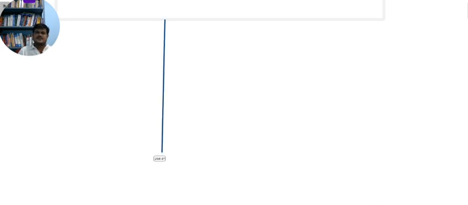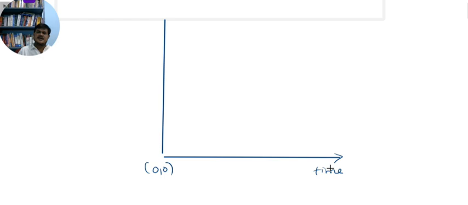So this is the y-axis, this is the x-axis, meeting at the origin (0, 0). I'm making the x-axis time, the independent axis, and the y-axis displacement, in meters and seconds. Clear? Now I draw a slope. This is one slope, and another slope is like this.